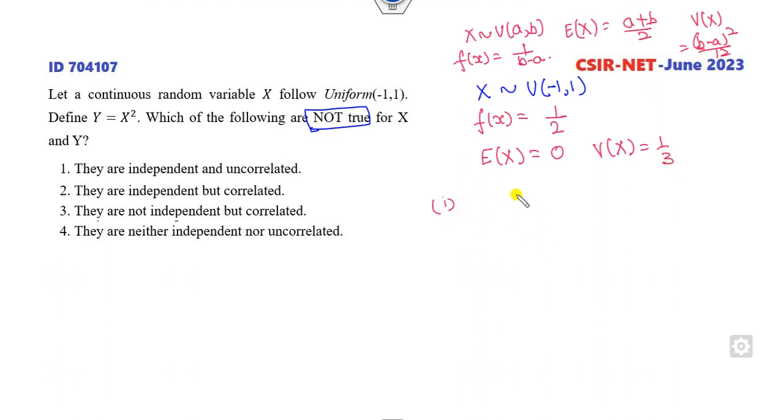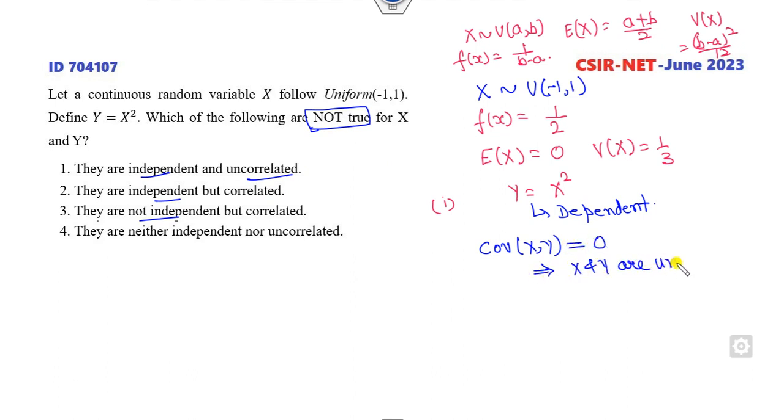Now look at that. Y is equal to x square is given to you. What is the meaning of that? Y is dependent on x. So it means they are dependent. So independent is a false statement. Now uncorrelated. What is the meaning of uncorrelated? If you prove that covariance of x comma y is 0, it means x and y are uncorrelated.